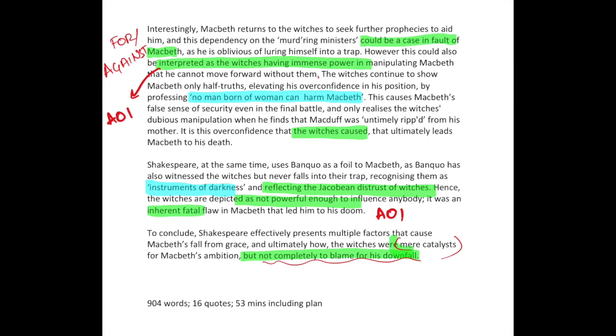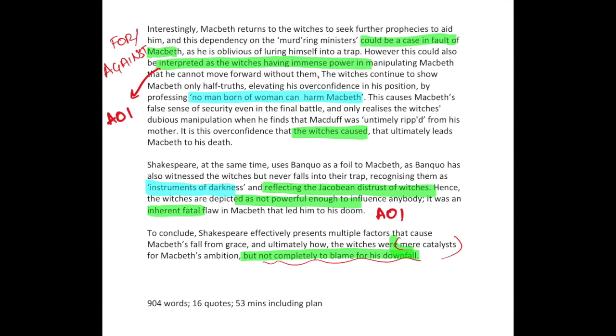The witches continue to show Macbeth only half-truths, elevating his overconfidence in his position by professing, "No man born of woman can harm Macbeth." This causes Macbeth's false sense of security even in the final battle, and he only realizes the witches' dubious manipulation when he finds that Macduff was untimely ripped from his mother. It is this overconfidence that the witches cause that ultimately leads Macbeth to his death.